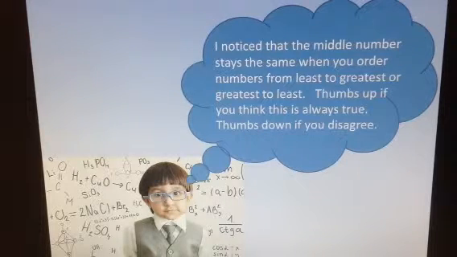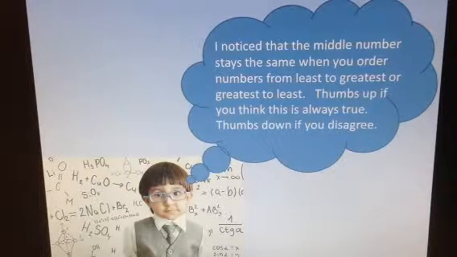And then we evaluated some reasoning. We critiqued some reasoning in class today. This boy says, I notice that the middle number stays the same when you order numbers from least to greatest or greatest to least. Thumbs up if you think this is always true. Thumbs down if you disagree. Again, a lot of students in my class were tricked by this.